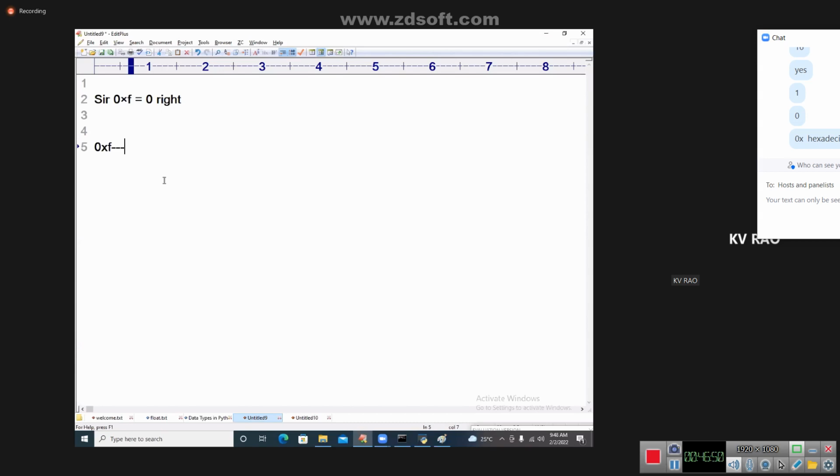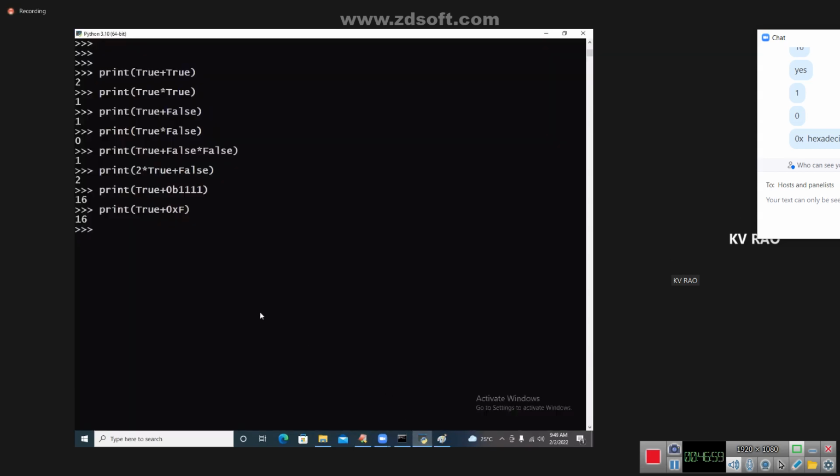What is the answer that comes? It is 15. How can it be 0? I already told you that a is equal to 0xF. Print a. See, it is 15. How can it be 0?